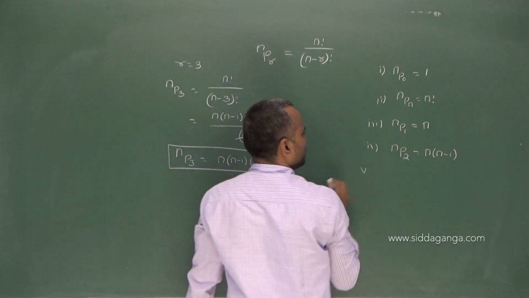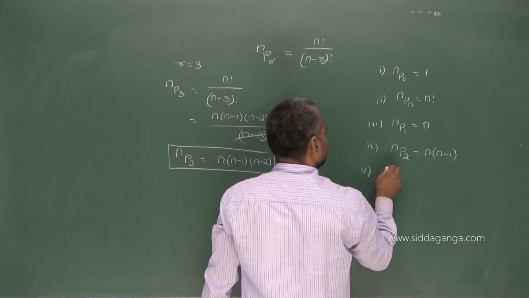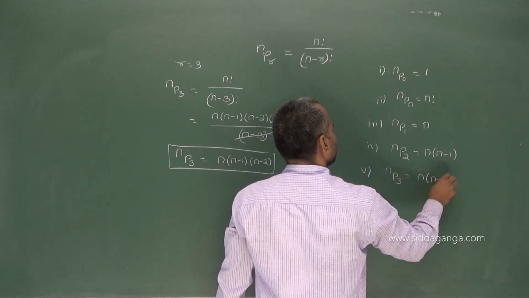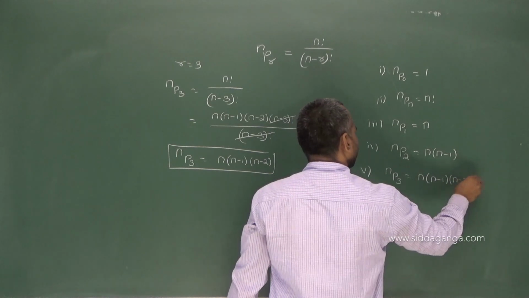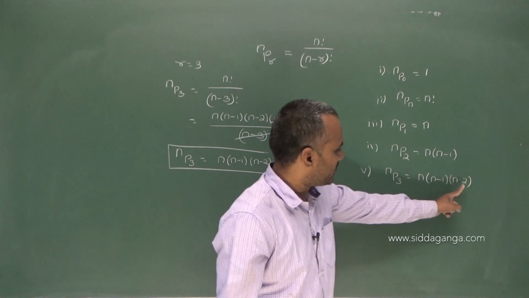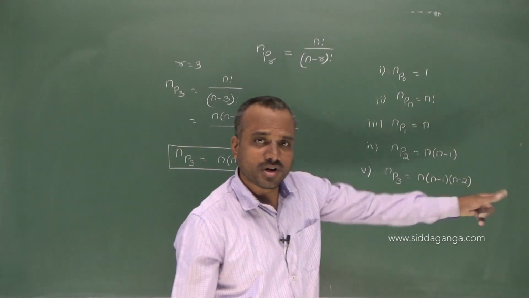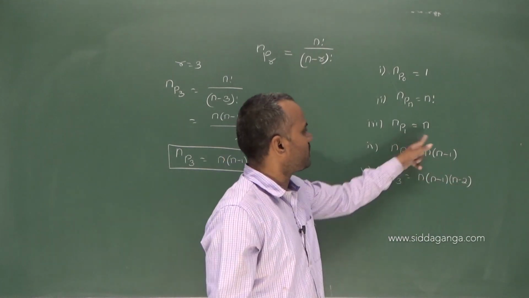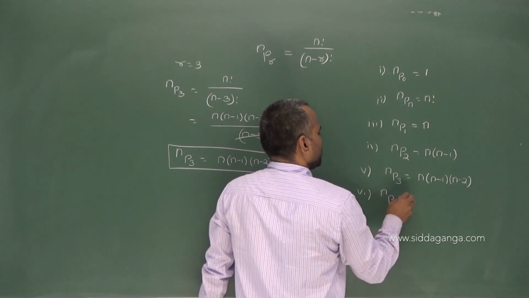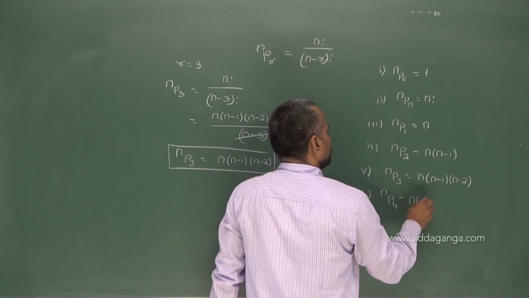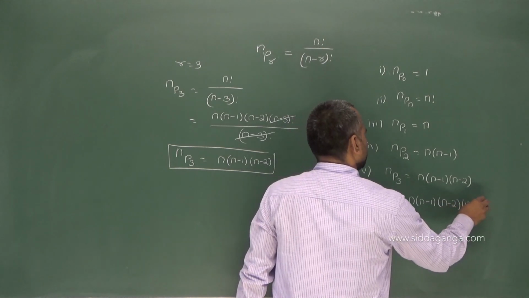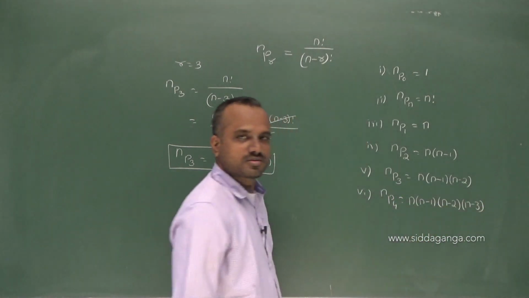This is the fifth result, nP3, which is n into n minus 1 into n minus 2. Observe this result: 3, it is 2; 2, it is 1; 1, it is 0. One number less each time. Sixth result: nP4 is n into n minus 1, n minus 2, n minus 3. One number less. Correct now?